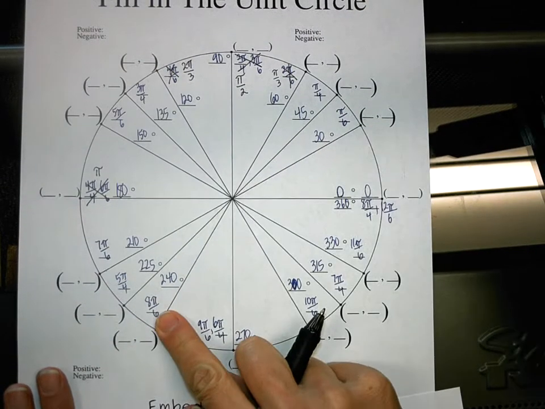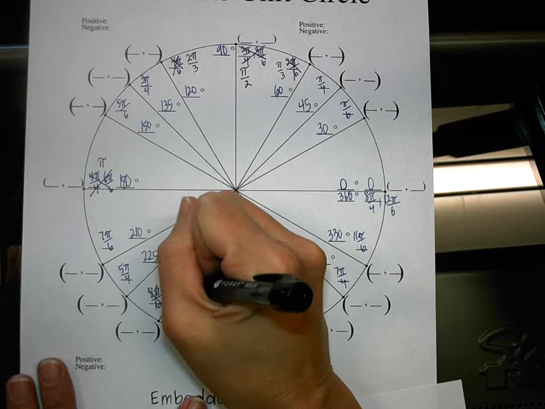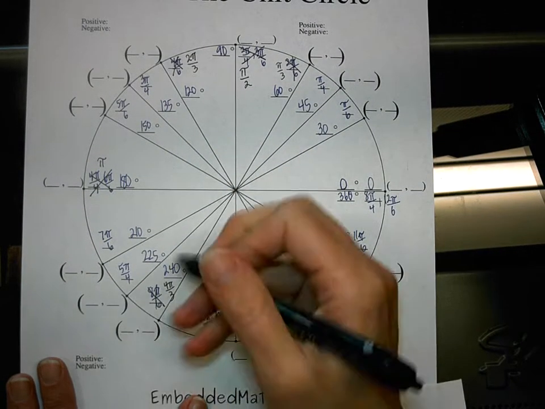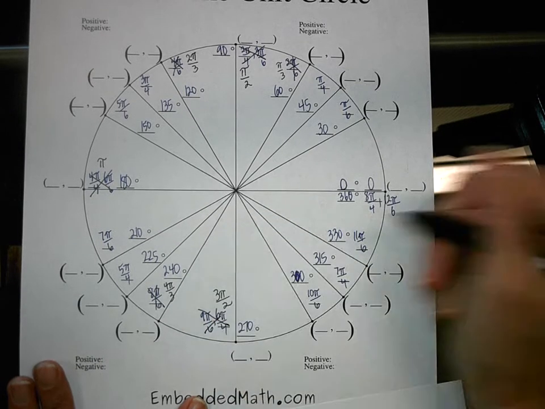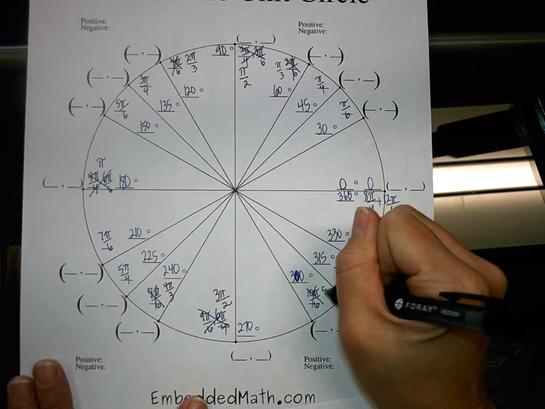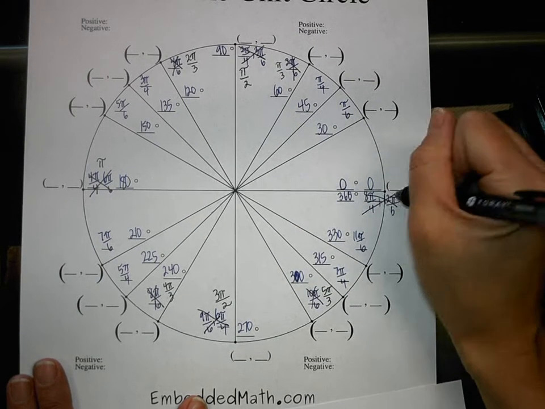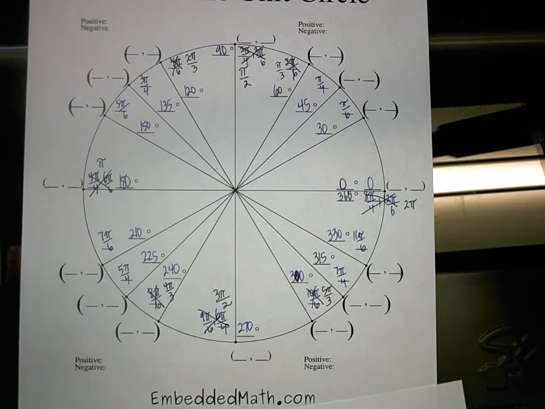And then the 8 pi over 6, that will reduce to be 4 pi over 3. Down here, both of these reduce to be 3 pi over 2. And then 10 pi over 6 will reduce to be 5 pi over 3. And then last up here, those both become 2 pi.